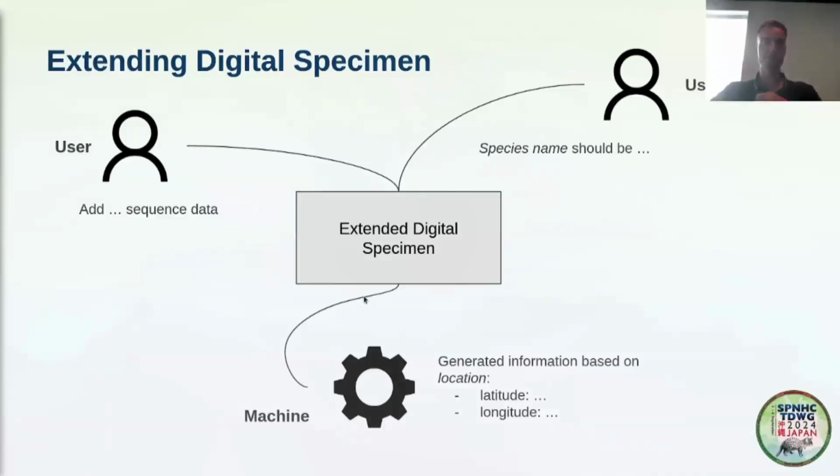So, extending digital specimens. With the annotations, the main goal is to work towards a benchmark for extending digital specimens. We want to provide the tools, but also the data necessary to make extensions possible. And this can be anything. For example, a user that wants to add sequence data to digital specimens, or thinks the species name should be corrected. But it can also be a machine that plays a role in providing automatic detection of new values, like for example coordinates based on a given location. All this new information helps create the extended digital specimen.